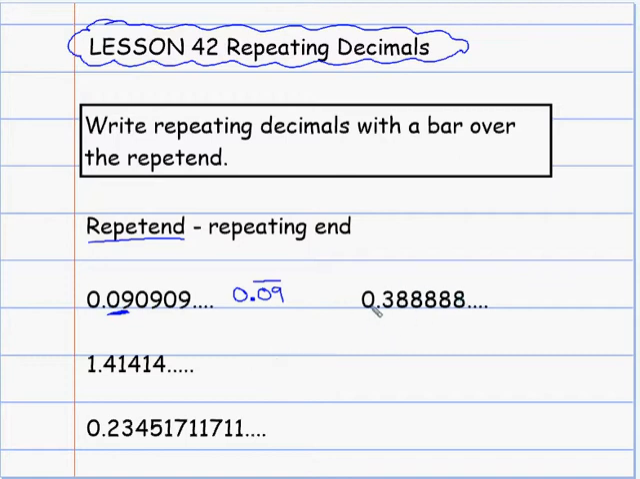Over here we have decimal 3, 8, 8, 8, 8, 8, and I know that this 8 repeats, so I would write that with that leading 0, with the 3, and then 8, and we're just going to put the bar over the 8.